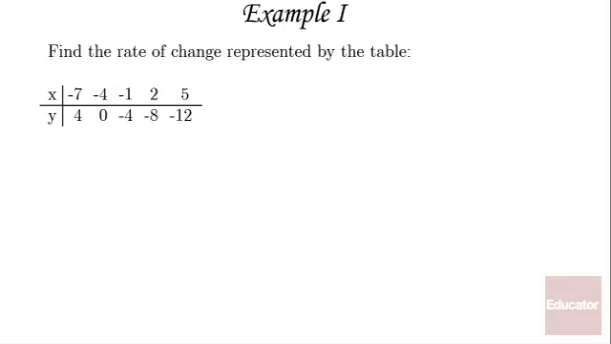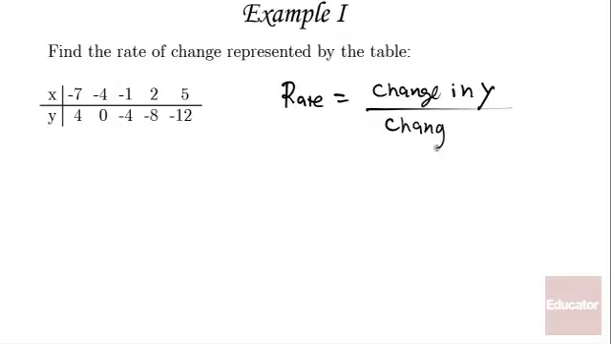In the first example, we're going to go back to talking about rate of change. Find the rate of change represented by the table. So looking at this table, I have a set of x values and a set of y values. Remember that the formula for rate of change is the change in y over the change in x.